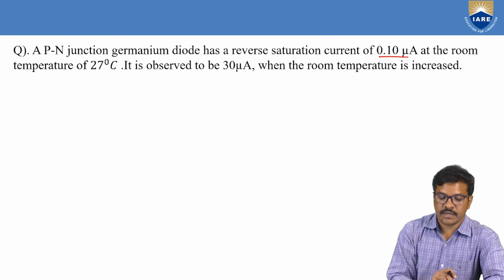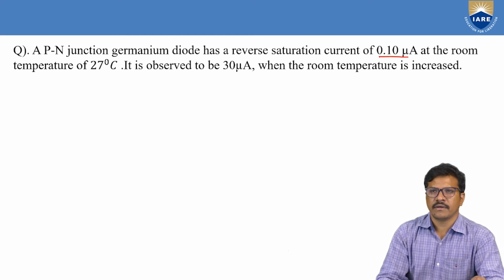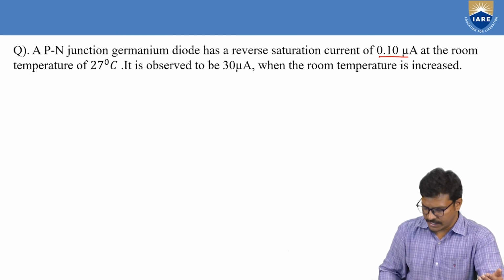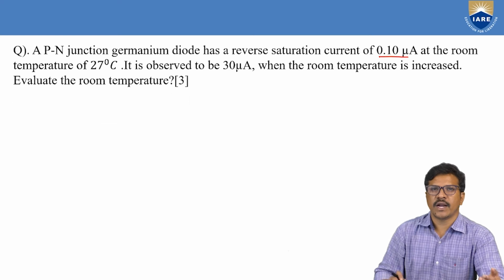A PN junction germanium diode has a reverse saturation current of 0.1 microampere at room temperature 27 degrees. It is observed to be 30 microampere when the temperature is increased. Then what is the new temperature?